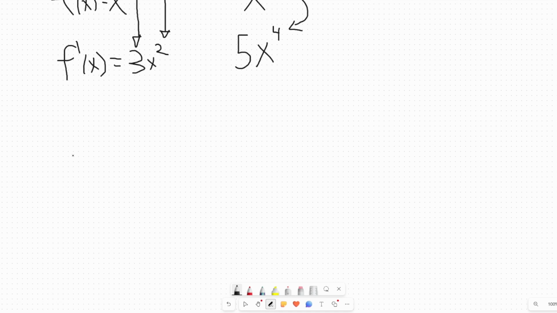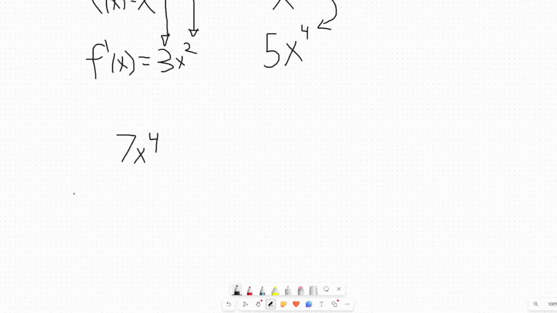A question that's a little step up. So 7x to the power of 4. Now you may be thinking, there's a 7 here. So what do I do? So pretty much it's the same thing. So you have 7x and you have 4.